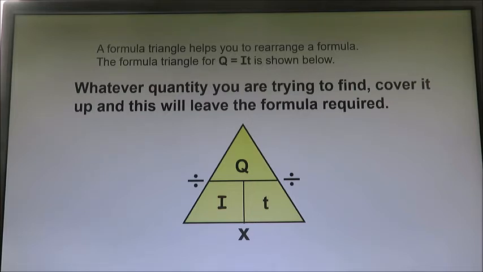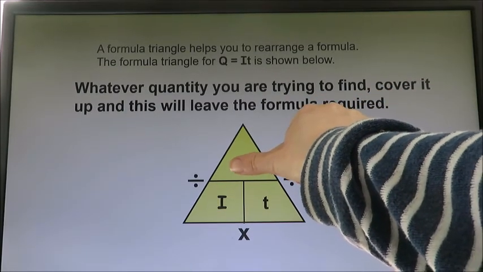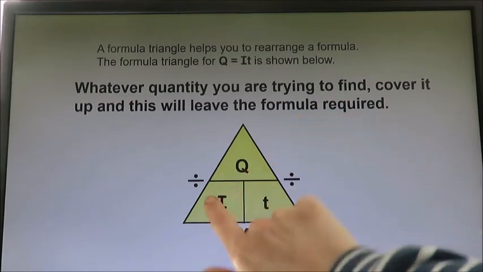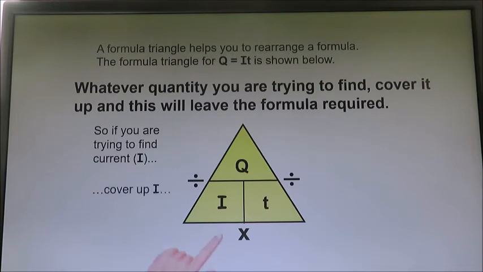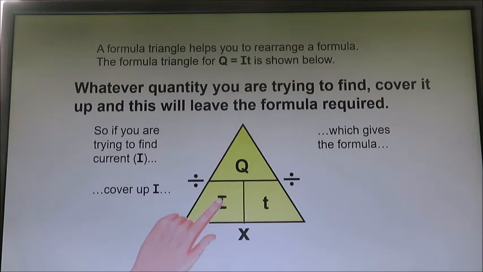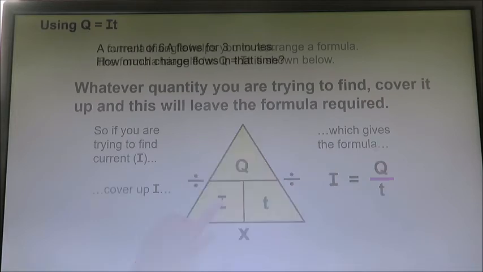So for example, with the one that we've just looked at, Q equals I times T, if I put my finger over Q, then the calculation I have to do is I multiplied by T. And the same idea, if I want to find I, I cover up I with my finger, and that will give me the formula Q divided by T. So to work out the current, I need to do the charge divided by the time in seconds. Now that's important. You must remember that the time has to be in seconds.